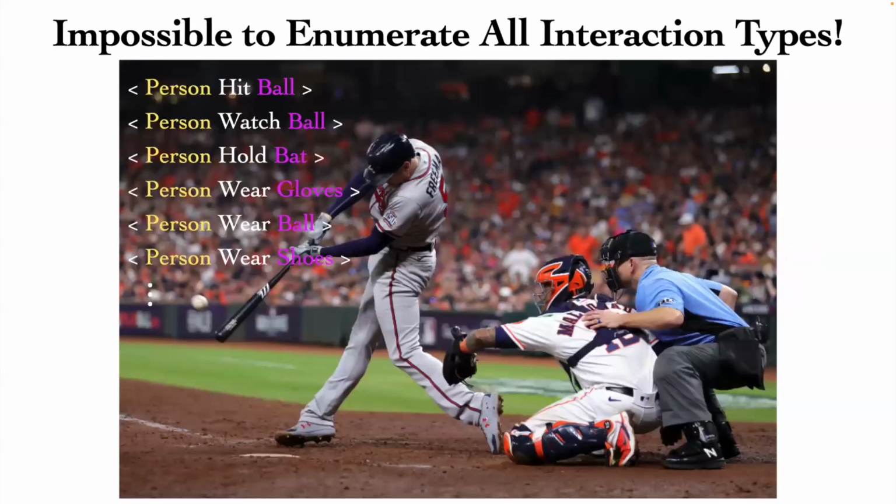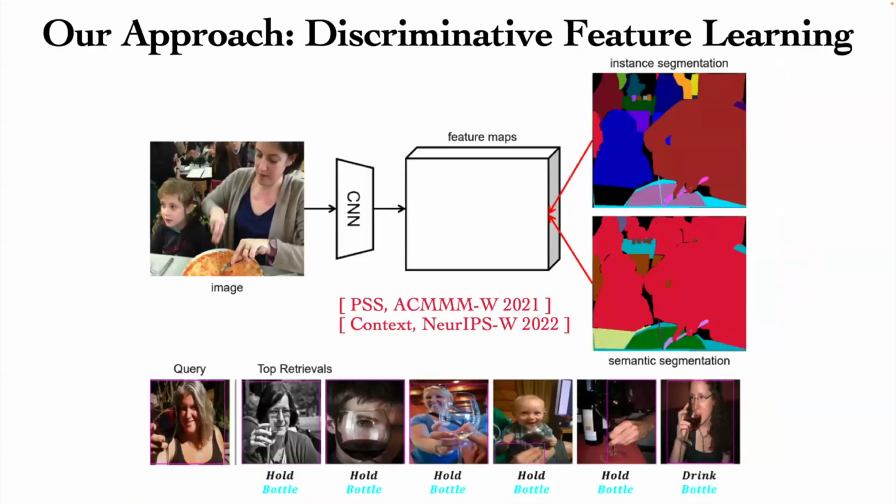Person hit ball, watch ball, hold bat. All this combinatorial explosion will kill you before you get to it. Okay, so our idea, again, is going for representation learning. We only assume instance segmentation and semantic segmentation, which is at the basic level.